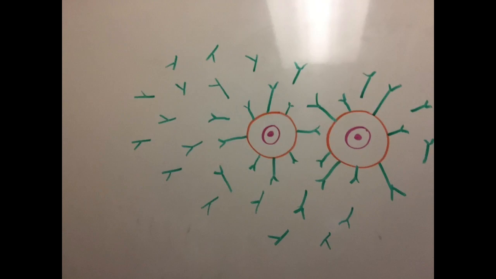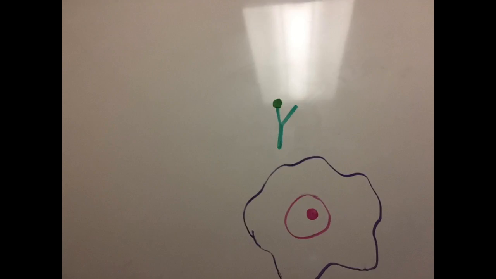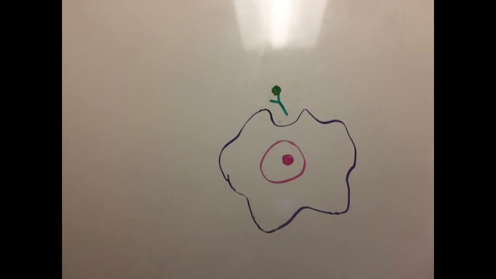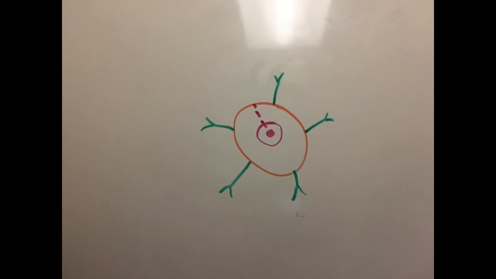Antibodies bind to the surface of antigens, marking them for destruction by macrophages. Some B cells do not go on to become antibody factories, but rather become memory cells.